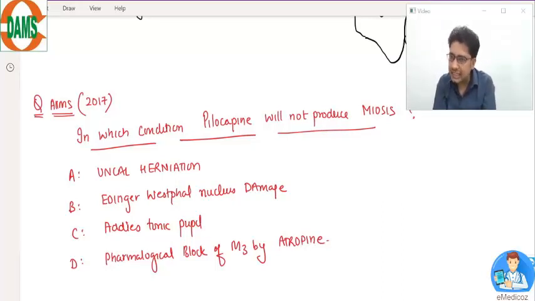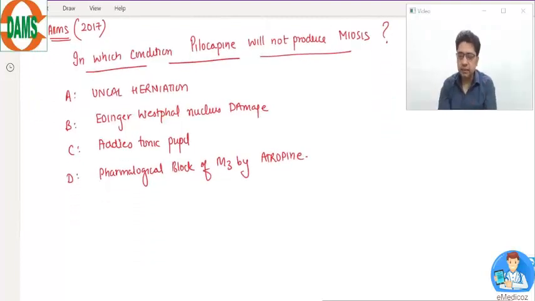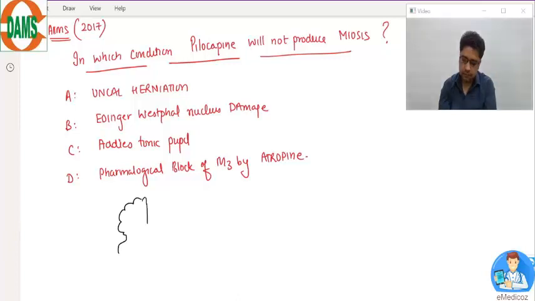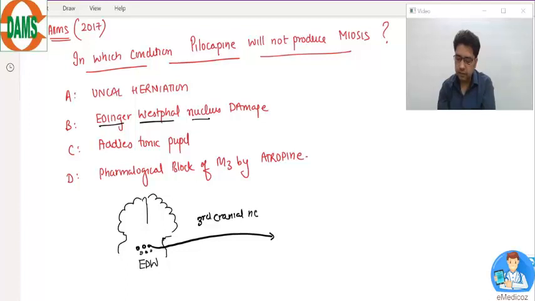Without coming to the answer, first let's understand this whole pathway. Let's see how parasympathetic nerve supply comes to the iris. Suppose, sir, this is the brain. I'm seeing the brain from the front. In our brain, here we have one nucleus known as EDW, that is the Edinger-Westphal nucleus. From this Edinger-Westphal nucleus, we have the third cranial nerve. Can you tell me which cranial nerve is third? Oculomotor. And we know that the third cranial nerve, oculomotor, carries parasympathetic fibers. So it is a parasympathetic nerve, 3, 7, 9 and 10. It goes to a ganglion. This ganglion is known as the ciliary ganglion.